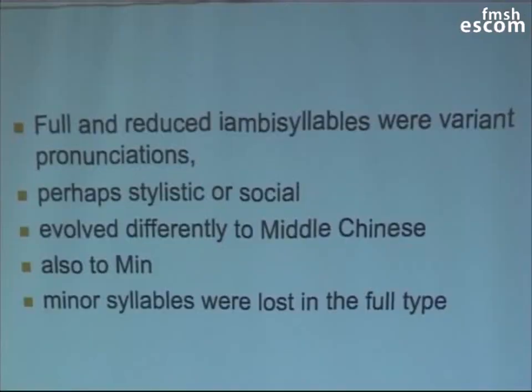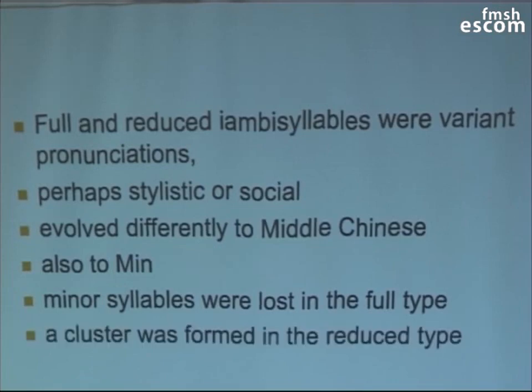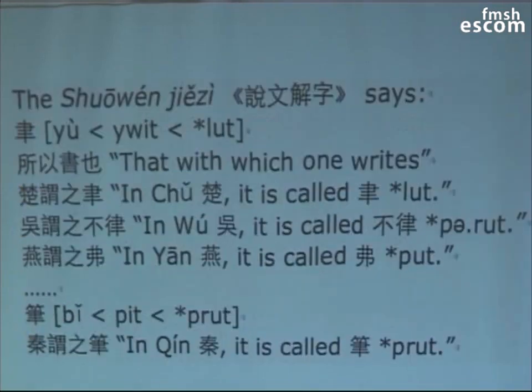Okay, so as I said, minor syllables were lost in the full and the syllabic type, and a cluster was formed in a reduced type. Now, by way of illustration, this is an entry in Shuwenjiezi. It's the entry on Nu, which means writing brush. And we reconstruct root in Old Chinese. So the Shuwen says, Lu, writing brush, suo yi shu ye, that with which one writes, instrument for writing.